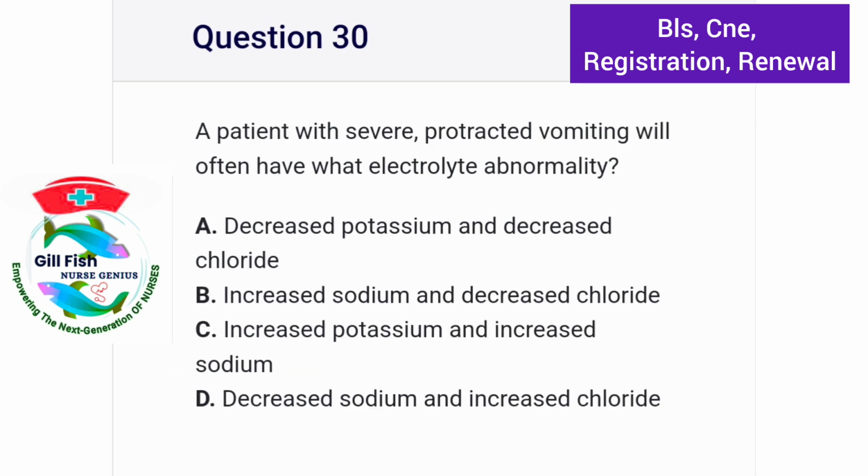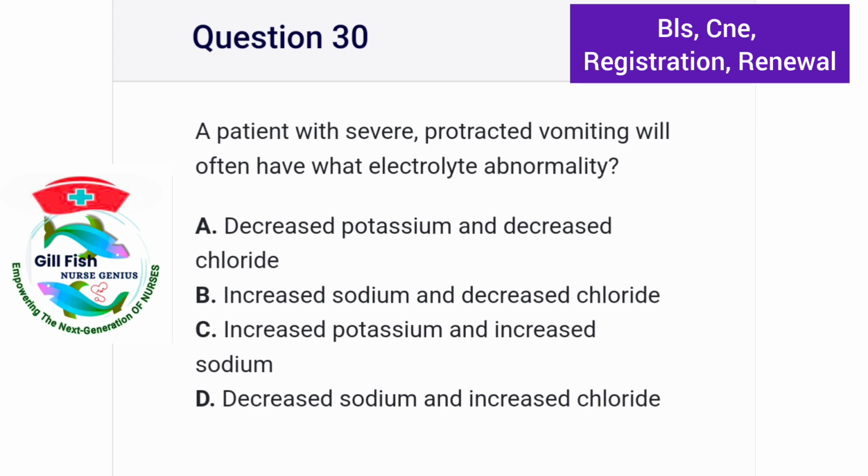Last question. A patient with severe protracted vomiting will often have what electrolyte abnormality? Option A, decreased potassium and decreased chloride. Option B, increased sodium, decreased chloride. Option C, increased potassium and increased sodium. Option D, decreased sodium, increased chloride.